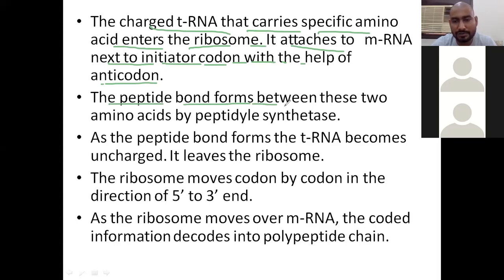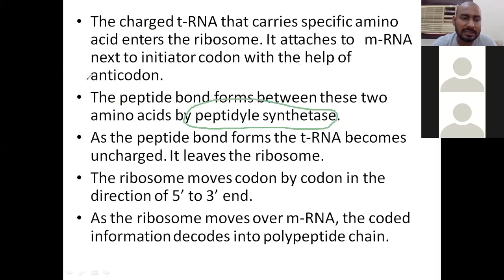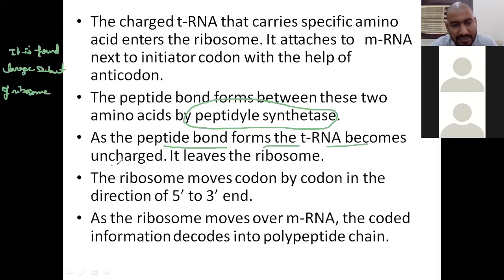The peptide bond forms between these two amino acids by peptidyl synthetase. And I told you peptidyl synthetase is a type of ribozyme activity. Why? Because this activity is found in the large subunit of the ribosome. As the peptide bond forms, the tRNA becomes uncharged, meaning it removes its amino acid and leaves the ribosome from the exit side.